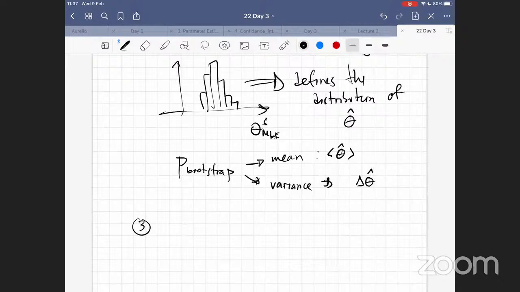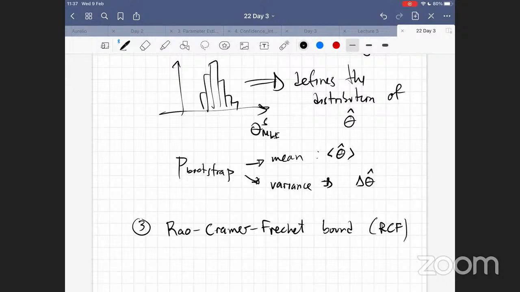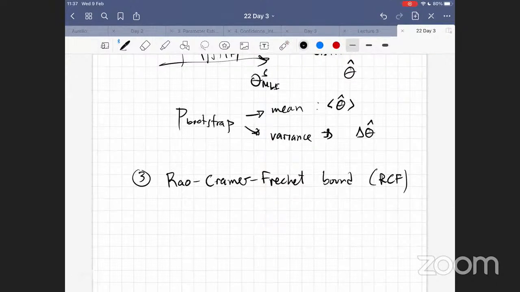Another method, making use of this bound called Rao-Cramer-Frechet bound, this RCF. Why is this useful? It is useful because in many practical situations, this Monte Carlo method is costly in general. Of course, I just showed you a very simple bootstrap, but if you have a lot of parameters, this can be very costly. So it is useful to have an alternative, and the alternative is the following.